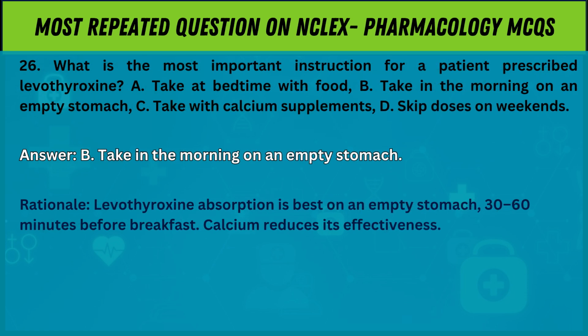27. A nurse is administering naloxone. What is the priority action after giving the dose? A. Check pupil reaction, B. Assess respiratory status, C. Monitor bowel sounds, D. Encourage fluids. Answer: B. Assess respiratory status. Rationale: naloxone reverses opioid-induced respiratory depression, so respiratory rate and effort must be monitored closely.